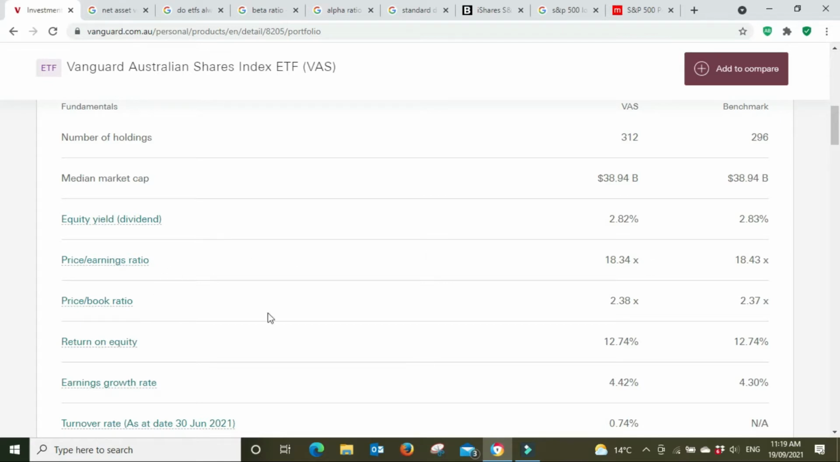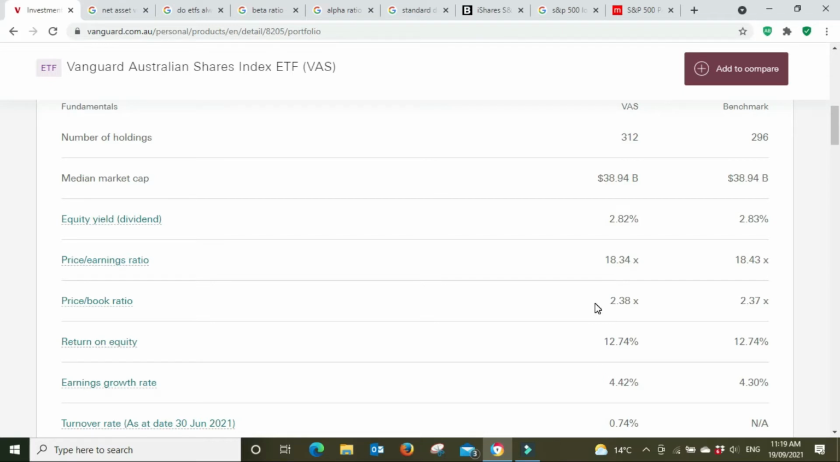Moving on, we've got price to book ratio, 2.38. Now this is similar to the price to earnings, but instead of comparing the price to the earnings per share, it compares it to the book value per share, which is basically the value of the company divided by the shares when they were last reported. So it was probably the end of the last financial year when they issued their annual report. They would have had a book value of the company, which is the assets minus their liabilities to get the net assets, which is the total book value.